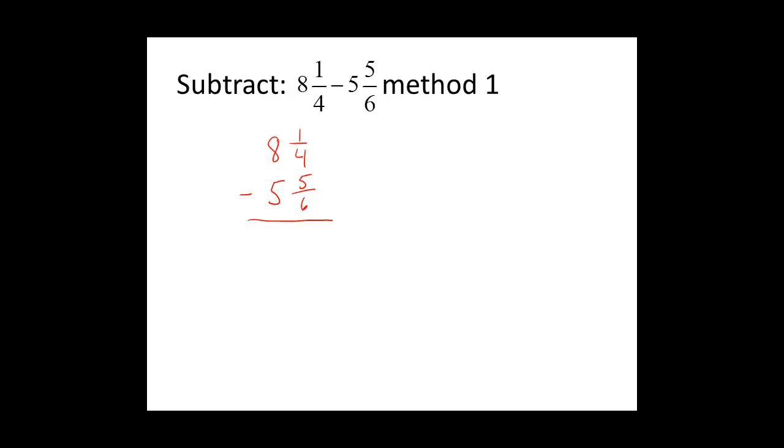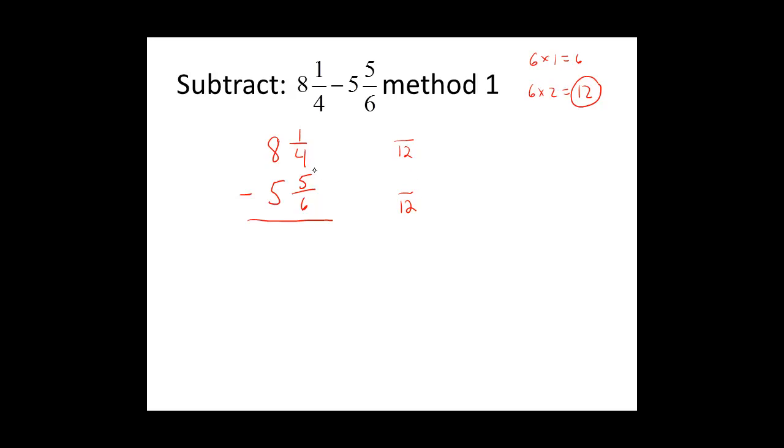We can write our multiples of 6. 6 times 1 is 6. 6 times 2 is 12. And we notice that 12 is divisible by 4. So therefore, the least common multiple of 4 and 6 is 12. So we want to write those fractions with a denominator of 12.